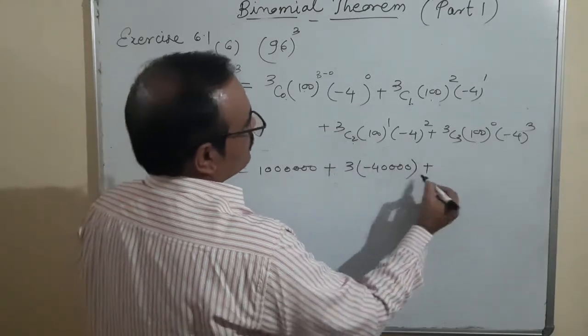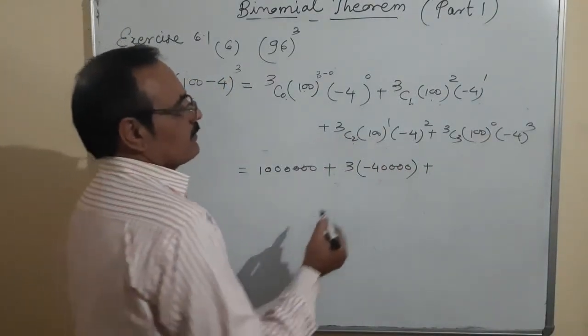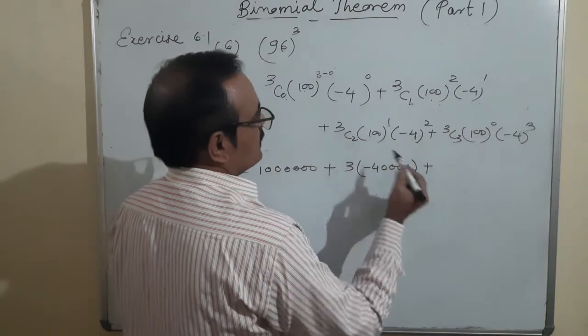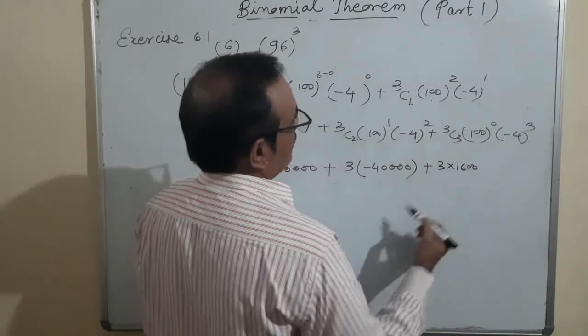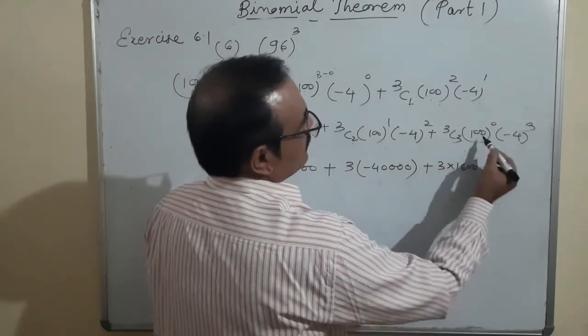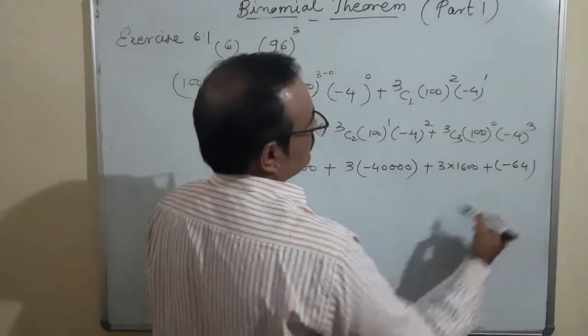It is 3C2. Again the result is 3C2. That means it is 3. 4 4 is 16, 1600. So 3 multiplied by 1600. 3C3 is 1, 0. 4 4 16, 4 is 64, minus 64.